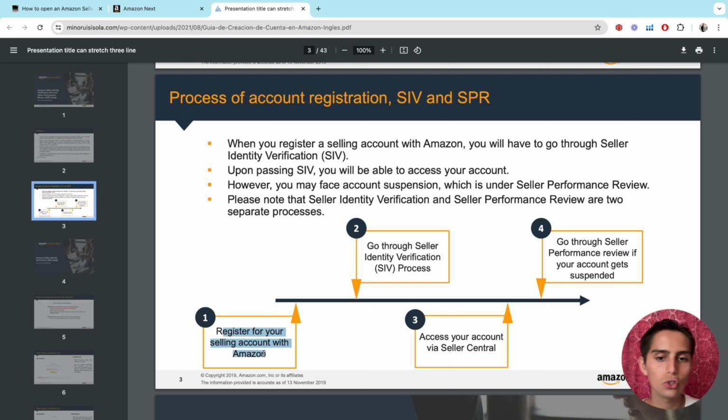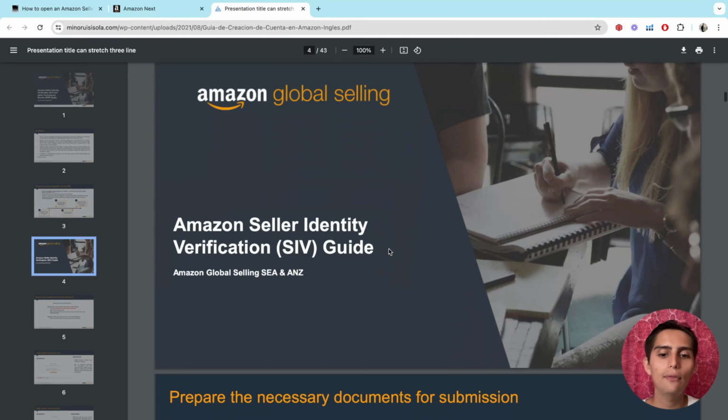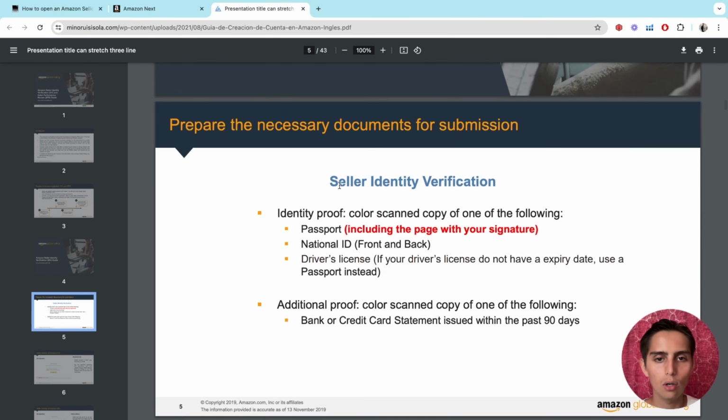Register for your Seller Central account, go through the SIV process, and then you're gonna be able to access your account via Seller Central, okay? And if for some reason your account gets suspended, don't freak out about this. I mean, this has happened to me before, and it's completely normal. Sometimes they suspend the account until you fix whatever is wrong with it. So that's completely normal.